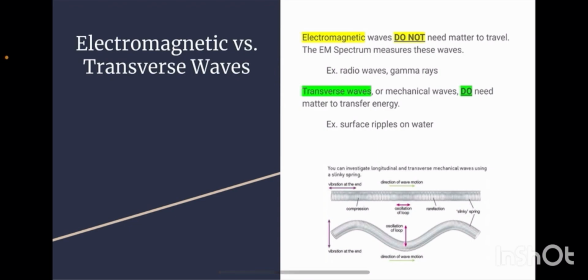Electromagnetic waves do not need matter to travel. The EM spectrum measures these waves. Examples of those include radio waves and gamma rays. Transverse waves, or mechanical waves, do need matter to transfer energy. Examples of those are surface ripples on water.